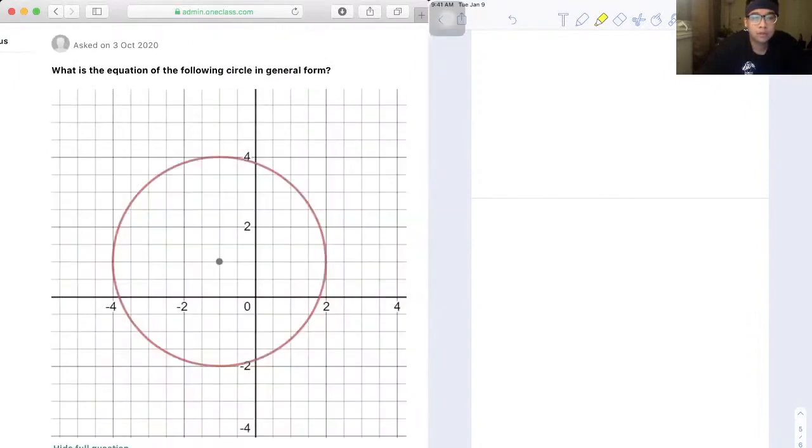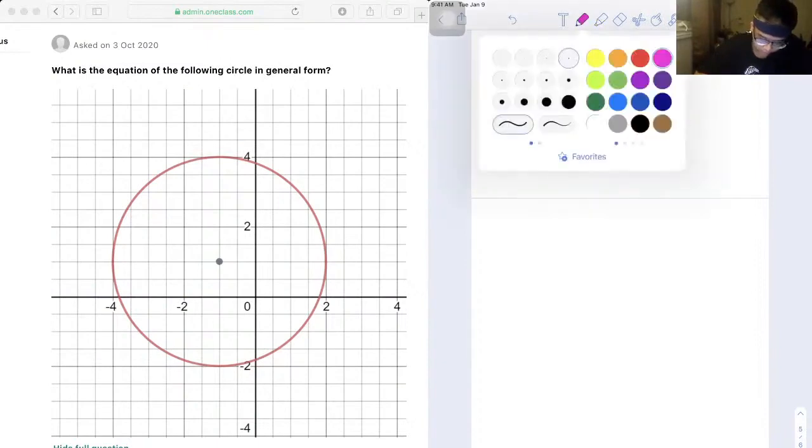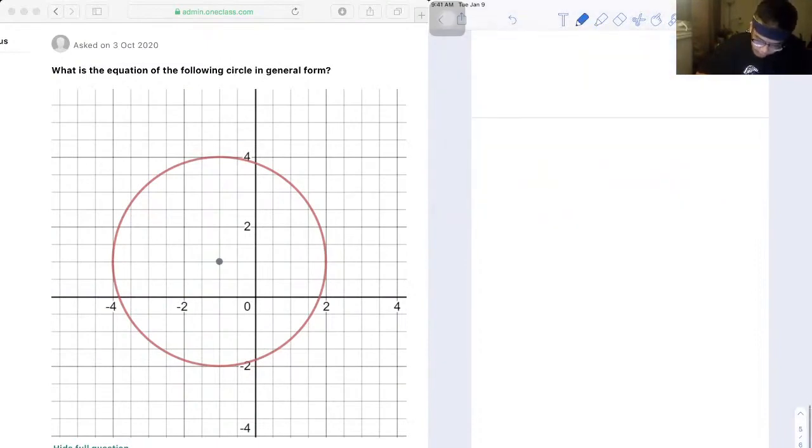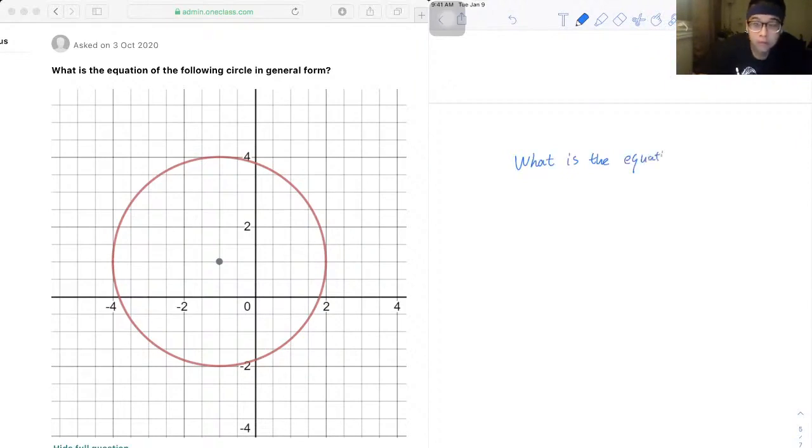Okay, so our next question is asking us, what is the equation of the following circle in general form.